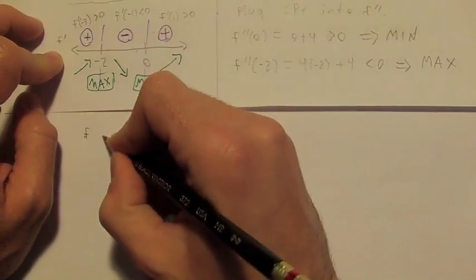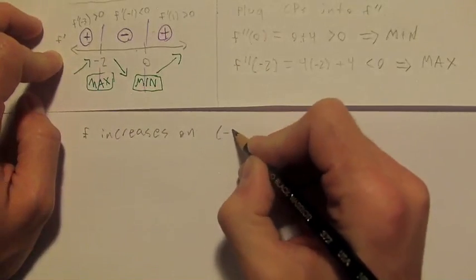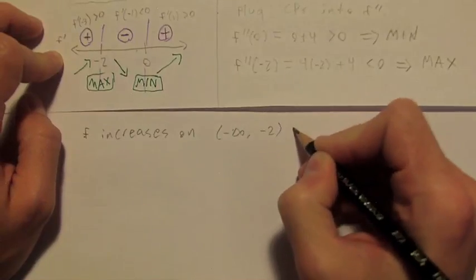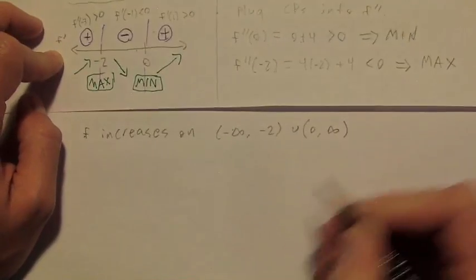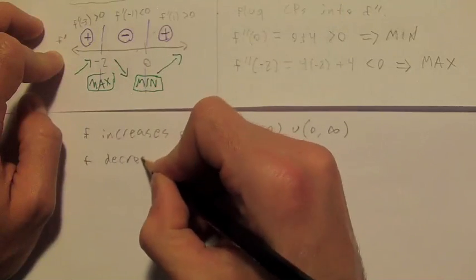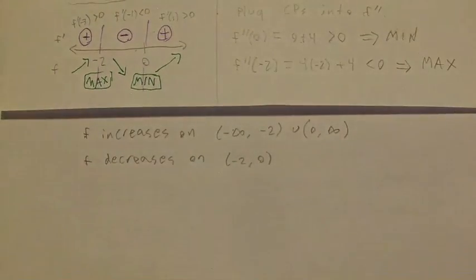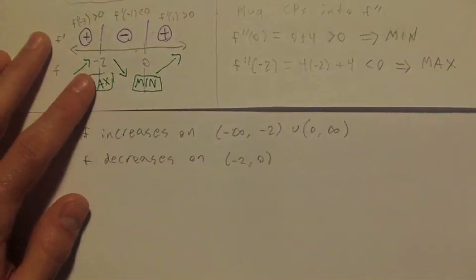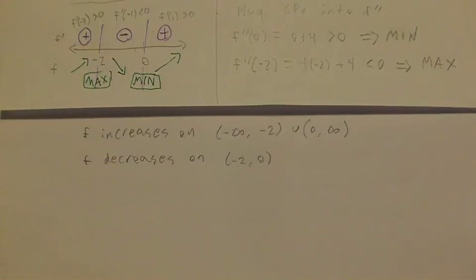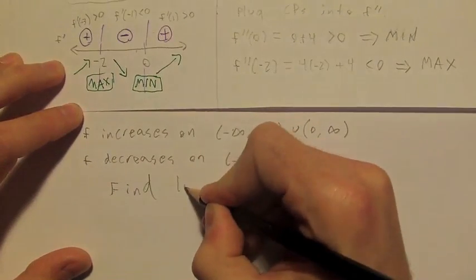Now moving along from here, if I wanted to say what the intervals were, of course I could say that f increases on negative infinity to negative 2 and from 0 to infinity. Okay, and I could say f decreases on negative 2 to 0. So that's helpful there. Okay. Now we found the critical points, we found whether they were maxes and mins. Now we're going to find inflection points.